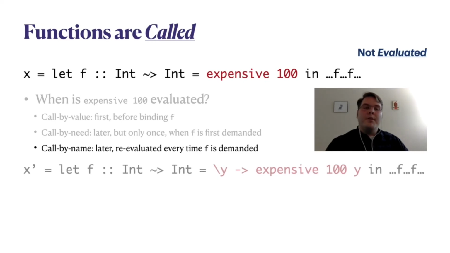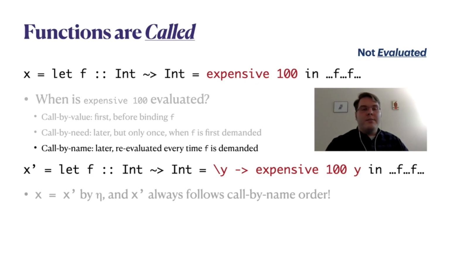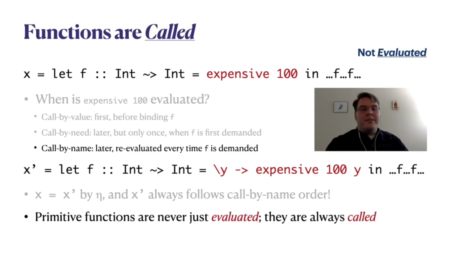But remember, in this language, eta expansion is always valid, so the definition of f above is actually the same as f prime here. But look at f prime. The evaluation of f definitely follows a call by name order because the eta expanded right-hand side is manifestly a value. That means that expensive of 100 will be recomputed every single time f is called. Therefore, the operational consequence of allowing unrestricted eta for primitive functions means that they cannot be evaluated for any old reason, like in a strict let binding here or the seq operation in Haskell. Primitive functions can only be evaluated when they are called with all of their arguments.